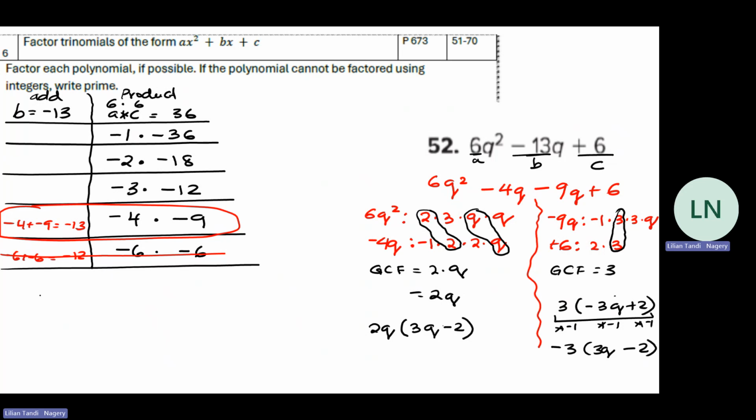Okay, now let's write our answer, our outside and our inside. 2q minus 3, 3q minus 2. And you box your answer.